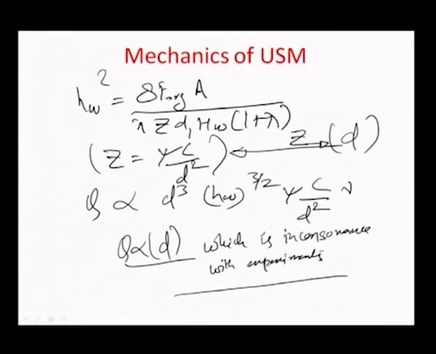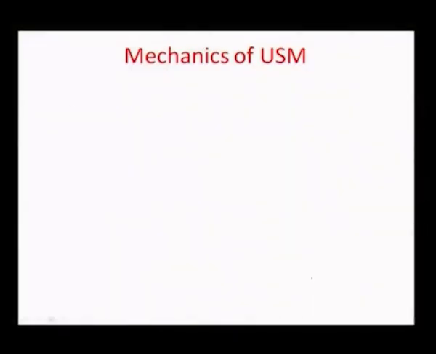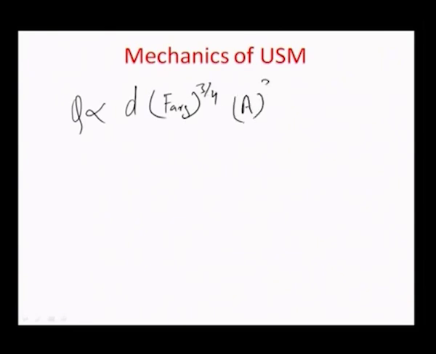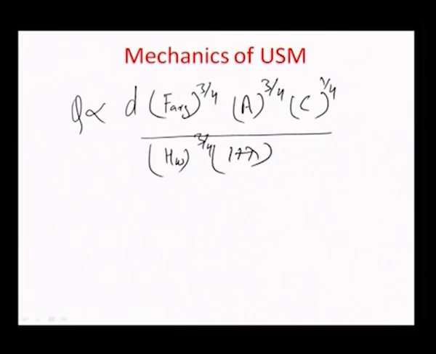So what I will now try to do is evaluate some typical characteristics of how Q will vary with what parameter. So let us write this whole thing down here. So Q, as you know now, is proportional to d times the average force, F average, to the power of 3 by 4, times the amplitude of motion of the tool to the power of 3 by 4, times the concentration C to the power of 1 by 4, divided by the hardness to the power of 3 by 4, 1 plus lambda to the power of 3 by 4, times nu, where nu is the average frequency.